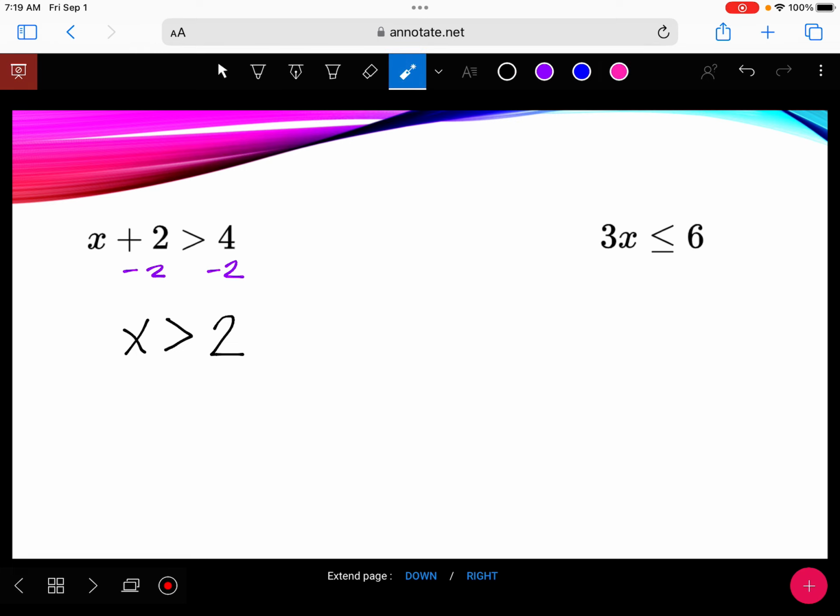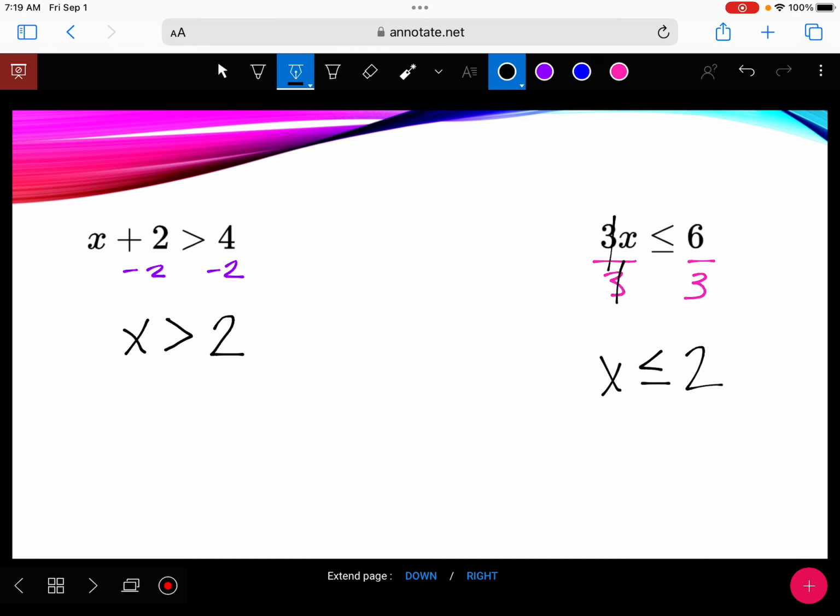What are we going to do on this one? Bless you. Divide by what? By 3. And so we're going to have that these 3's cancel out, and we get that x is less than or equal to 6 divided by 3, which is 2. So we have x greater than 2, x less than or equal to 2 as our two solutions here. Apparently I was in a very 2 mood when I wrote it.